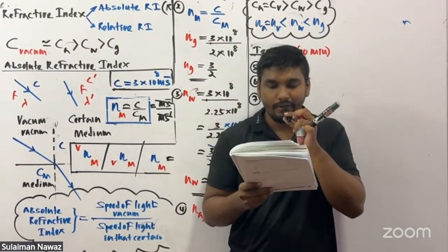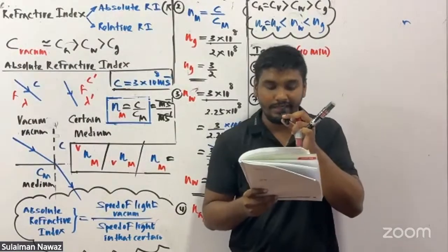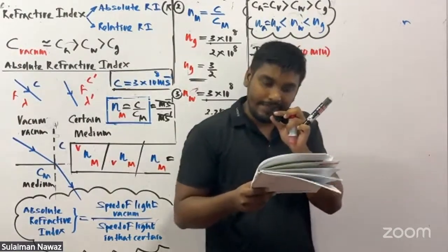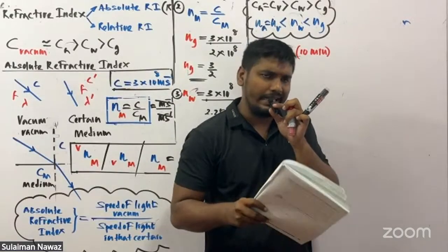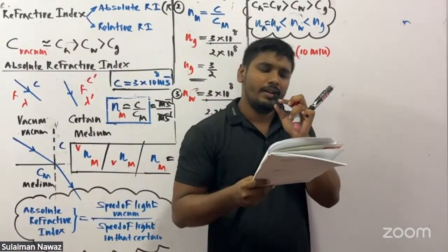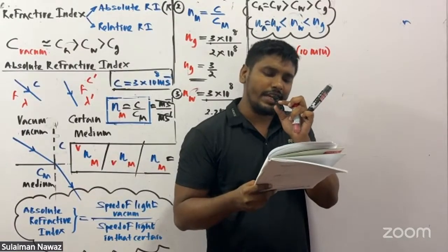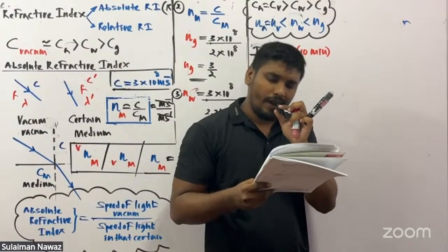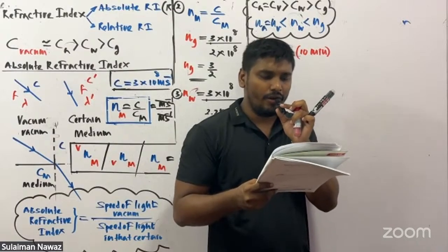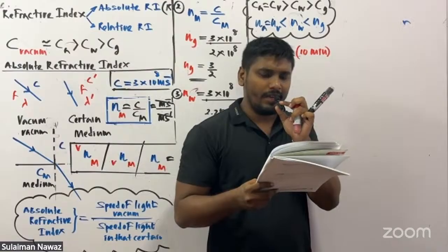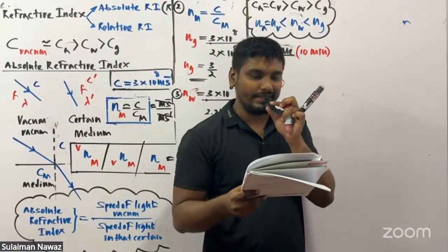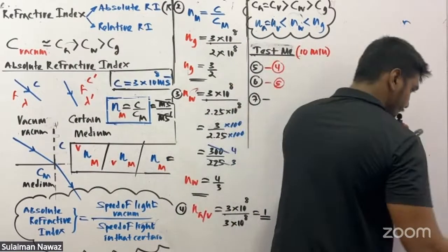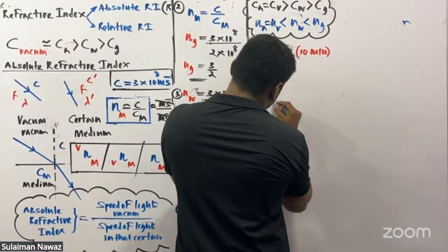Question 7.1. Consider the following statements made regarding the refraction of light. Statement A: the refractive index of a medium is equal to the absolute refractive index, that is, the ratio of the speed of light in vacuum over the speed of light in that medium. Some small printing mistakes are there. Statement A is correct.